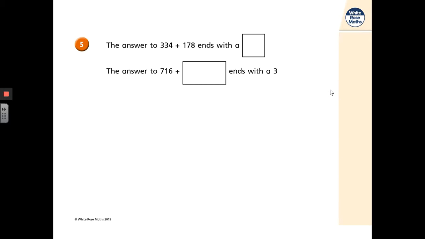Carry on with question 5. So the answer to 334 plus 178 ends with A. So same thing again. If you added those two numbers together, what would be in your ones column? So you only really need to look at the ones column in this. You don't need to look at the rest of the question.